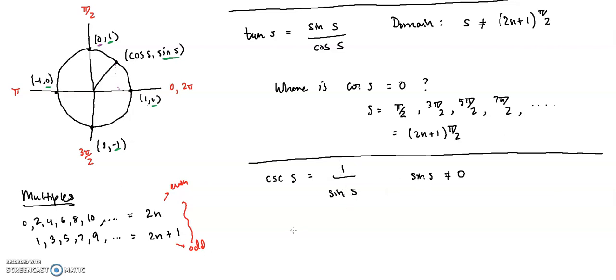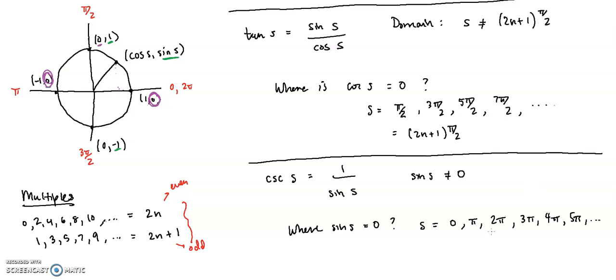So we need to figure out where sine s is equal to 0. Just like before, we look at the unit circle. This time we're looking for where sine is equal to 0. So that's going to be here and here. So at 0, pi, 2 pi, and so on. So 0, pi, 2 pi, 3 pi, 4 pi, 5 pi, and so on.